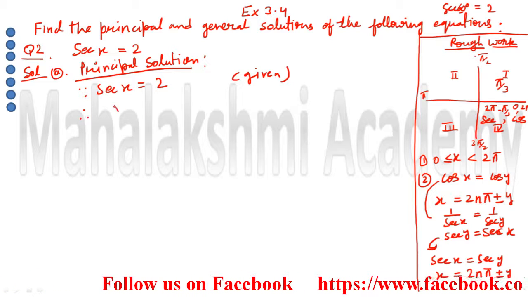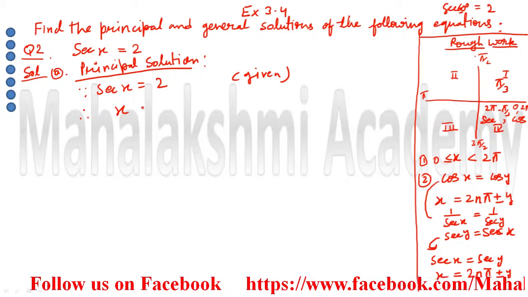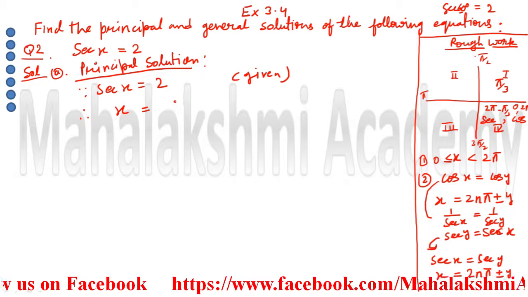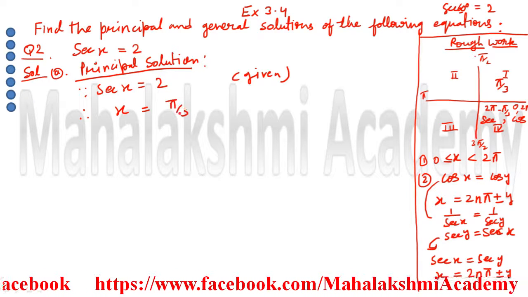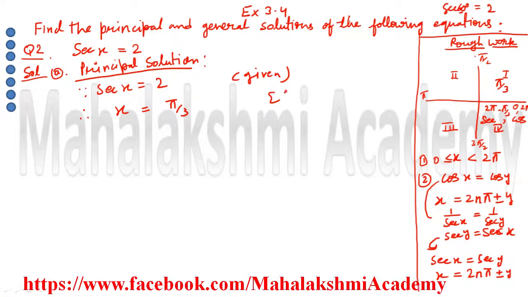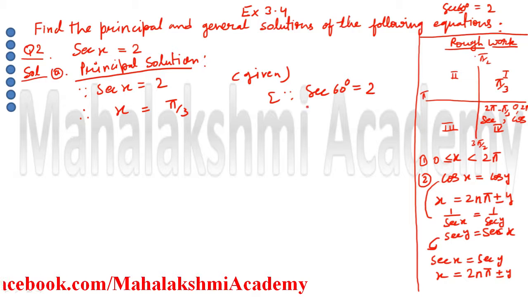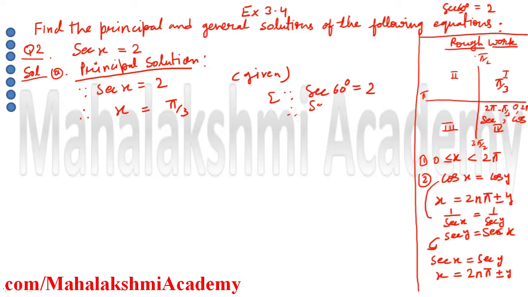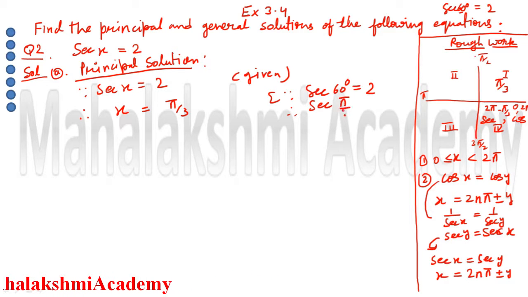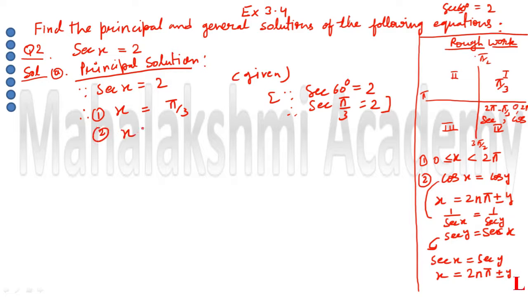So the value of x which is satisfying this condition is x is equal to pi upon 3. Now why did I write this? Because sec 60 is 2, and sec 60 is 2 means in radian measure sec pi upon 3 is 2. That's why this is our first value, and the second value is going to be x is equal to 2 pi minus pi upon 3.